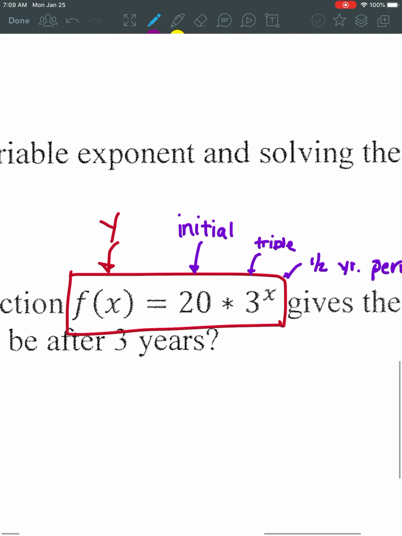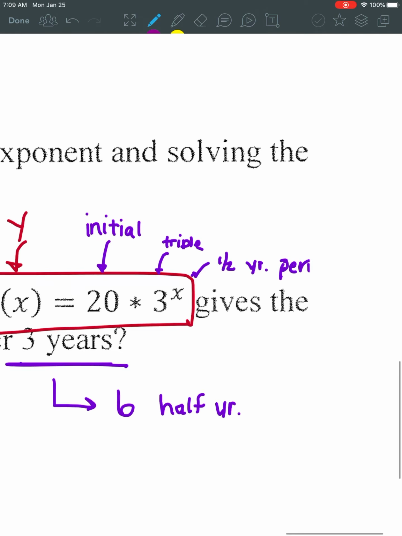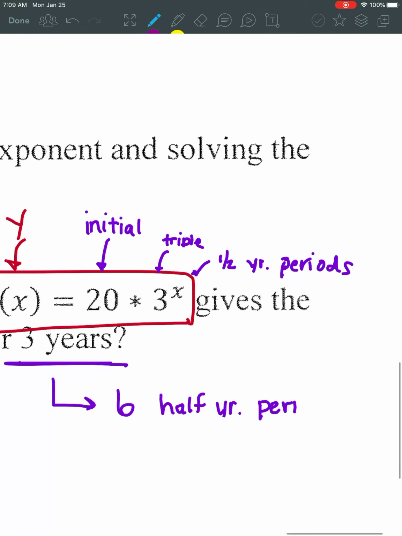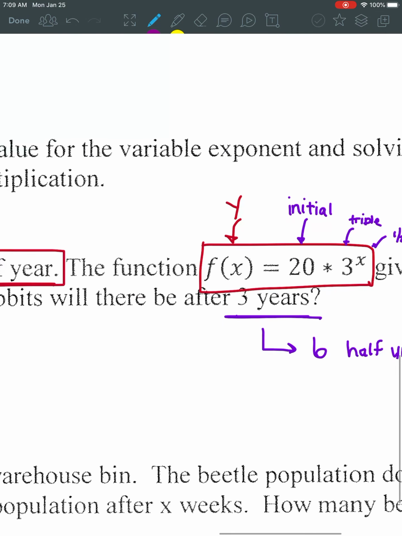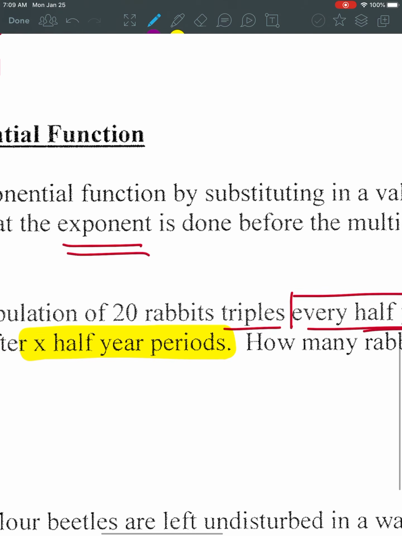got to figure out what we're plugging in for x. So how many rabbits will there be after 3 years? So how many half-year periods are there in 3 years? Well, each year there's 2 half-year periods, so multiply it by 2. This would be 6 half-year periods. So when we plug in that variable x, we're actually plugging in 6, not 3, so be careful.